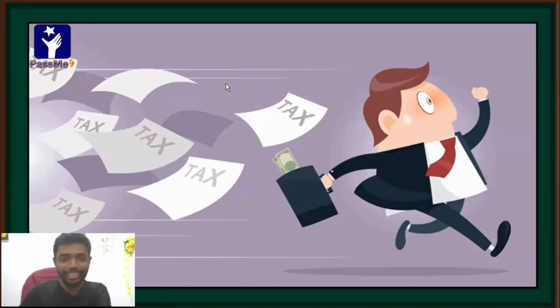So what do you think about this photograph I have shown here? I think you can see this figure. So someone going running on the way, but the tax filer coming behind him.